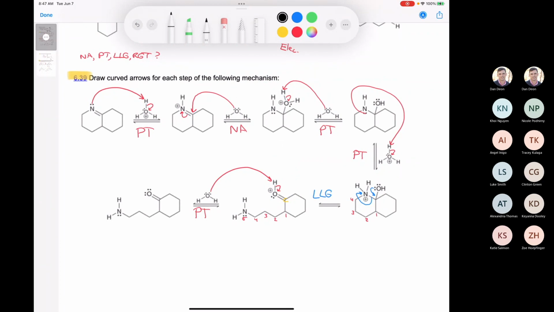And so when you're practicing, if you have any questions, don't hesitate to reach out to me, and I'd be happy to answer any questions that you have about curved arrows.